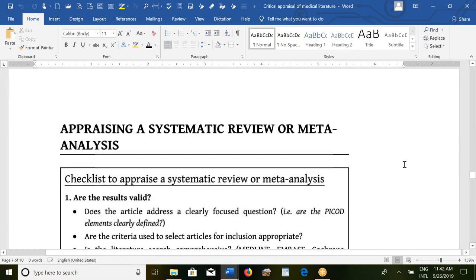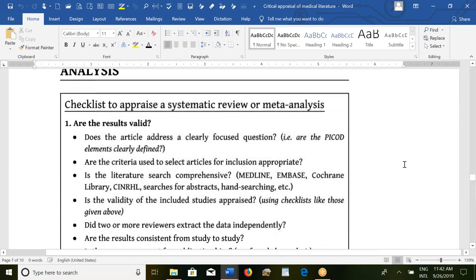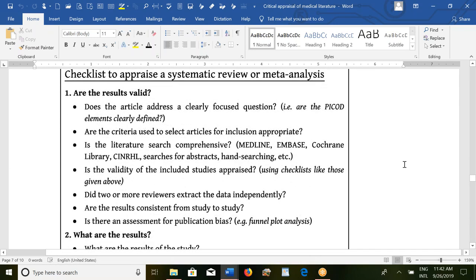So if they give you a meta-analysis, then what is the checklist? First of all, are the results valid? Does the article address a clearly focused question? Then these elements of PICOD, that all of them are clearly defined. Then are the criteria used to select articles for inclusion appropriate? Then is the literature search comprehensive? This includes Medline, Embase, Cochrane, and searches for abstracts and hand searching, etc.